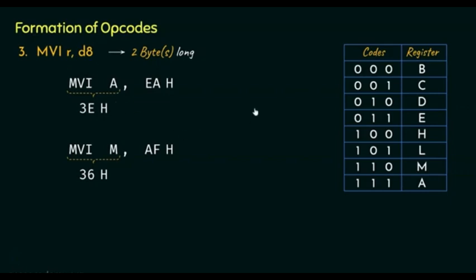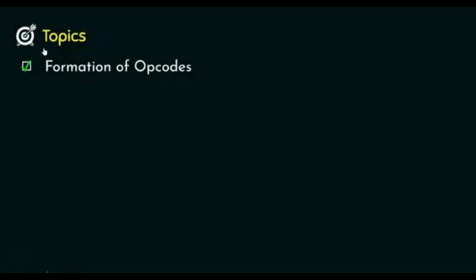So I believe now you know how to form the opcodes. We have got the register code chart for this purpose. All we have to know is the code specified for the mnemonics by Intel microprocessor. And don't worry, that is also documented for all the different instructions in the documentation of Intel 8085 microprocessor. So in this session, we covered the topic formation of opcodes.